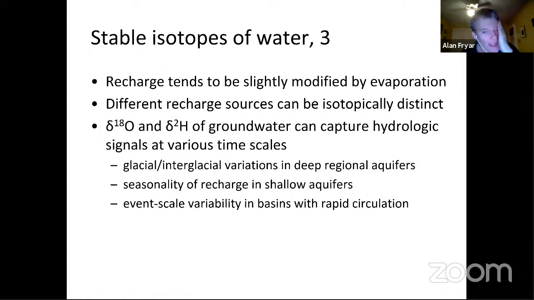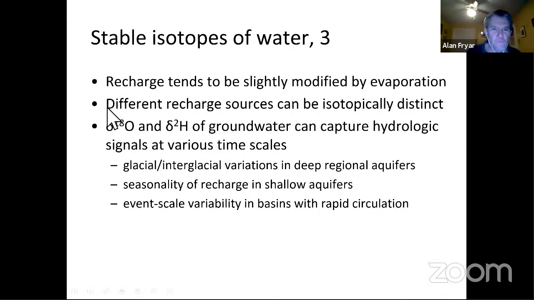So of course, when water hits the ground and as it infiltrates, it's subject to evaporation to some extent. Obviously, it's only partial evaporation, or else there wouldn't be recharge. So recharge tends to be slightly modified by evaporation. The extent to which it is modified depends on parameters like the relative humidity and temperature, as well as just the residence time of water in the soil zone. The longer the water stays there, the more the water is going to evaporate, the more residual water is going to be isotopically enriched.